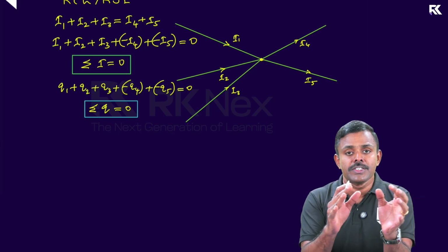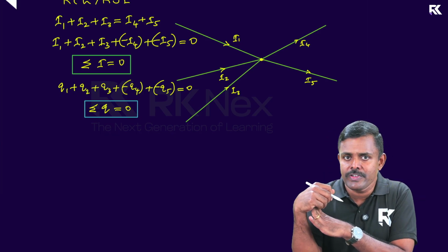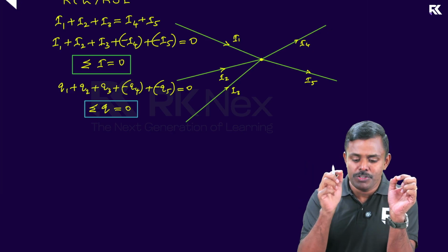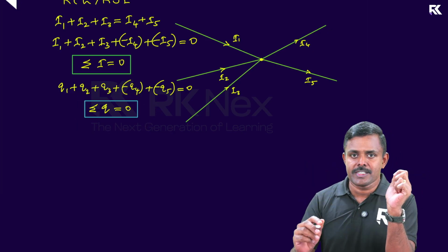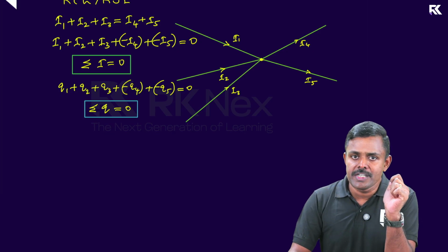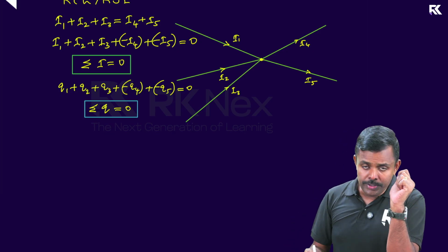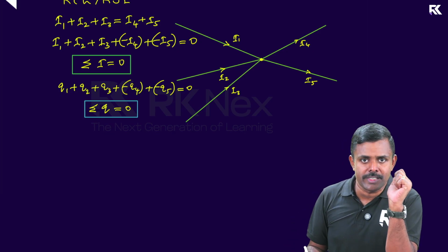We learned that Kirchhoff's second law is the law of conservation of energy. Never forget, Kirchhoff's first law is the law of conservation of charge, whereas Kirchhoff's second law is the law of conservation of energy. Now we are going to use this to solve complex electrical circuits.